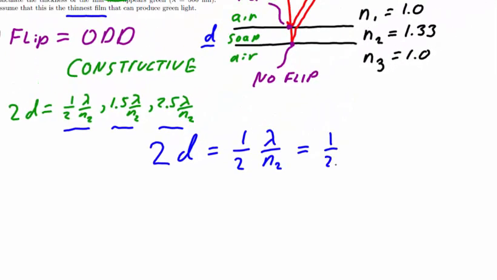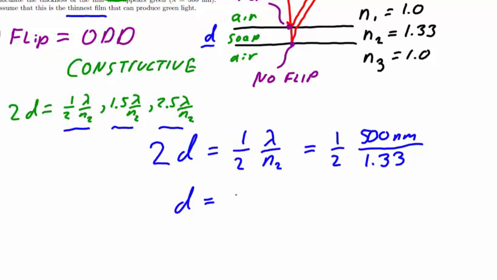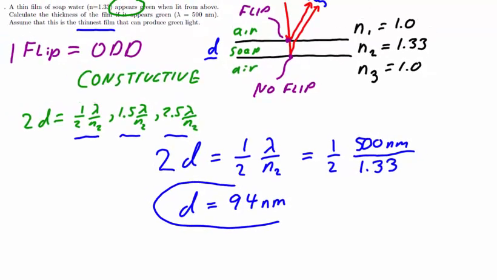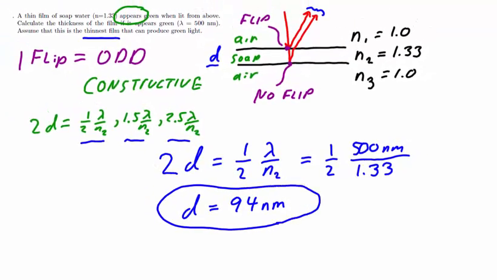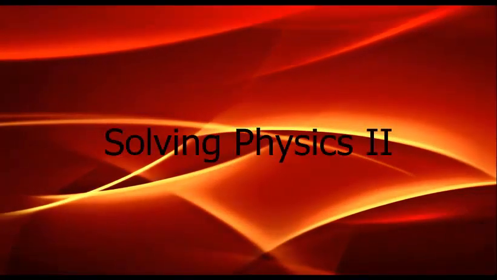The light in question for us is 500 nanometers, and n2 represents the index of refraction of the thin film itself, which is 1.33. This allows us to solve for the thickness of the thin film being 94 nanometers. The next time that you see someone blow a bubble out of soap film and you see a region that appears to be green, it might very well be 94 nanometers thick.